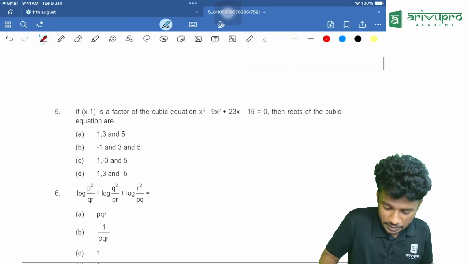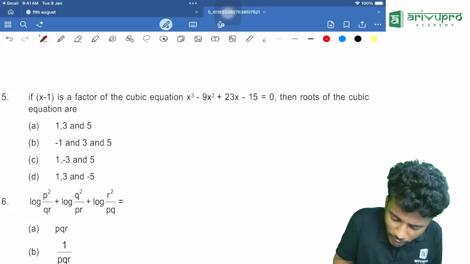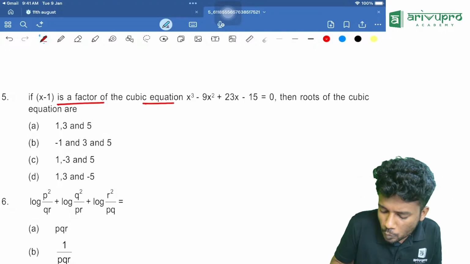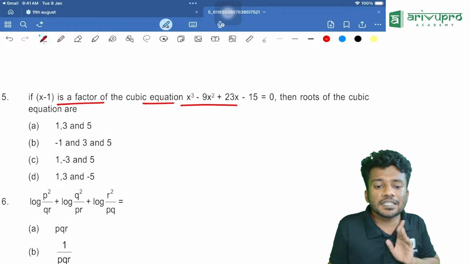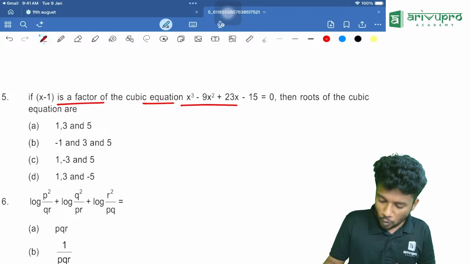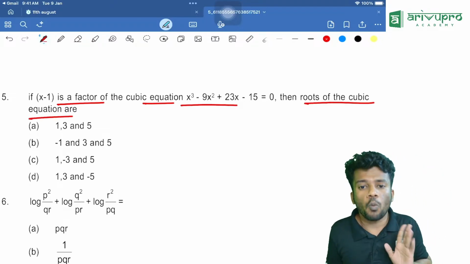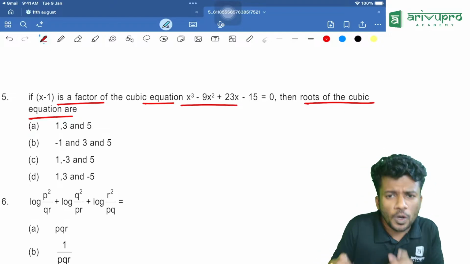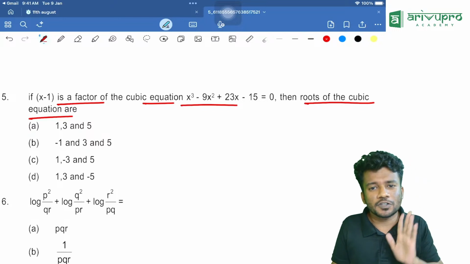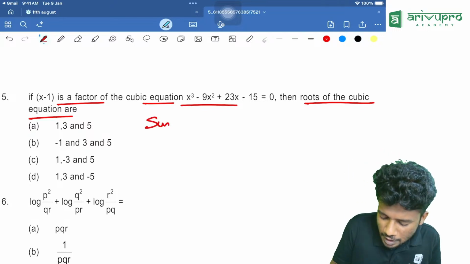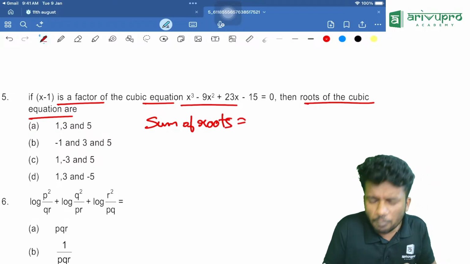Now, the next one. If x minus 1 is a factor of the cubic equation x cube minus 9x square plus 23x minus 15 is equal to 0, then what are the roots of the cubic equation? Whenever you get a cubic equation based question, what is the first thing we are going to do? We are finding the sum of roots. Then we will option it. That is the method.